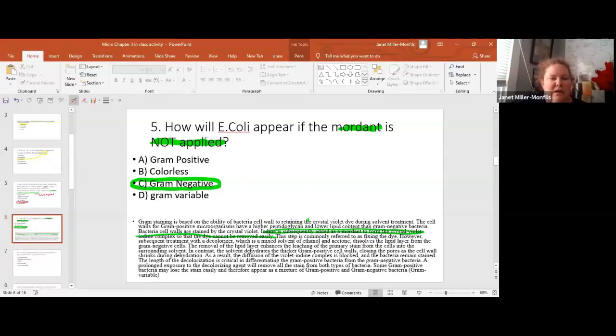So the mordant here is going to be the fixative or the second color, right? The iodine is added as the mordant to form the crystal violet iodine complex, that blue color, so that the dye cannot be removed easily. So if we didn't have that, then it would just appear as a gram negative.